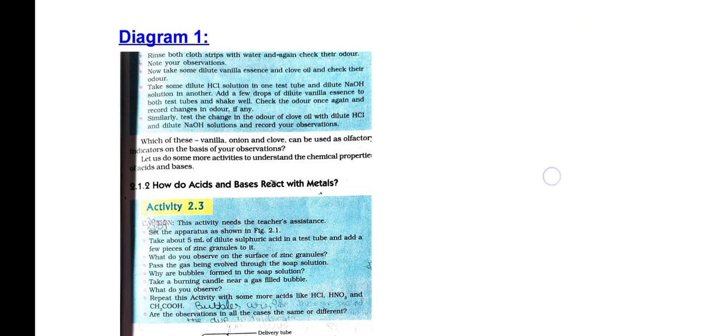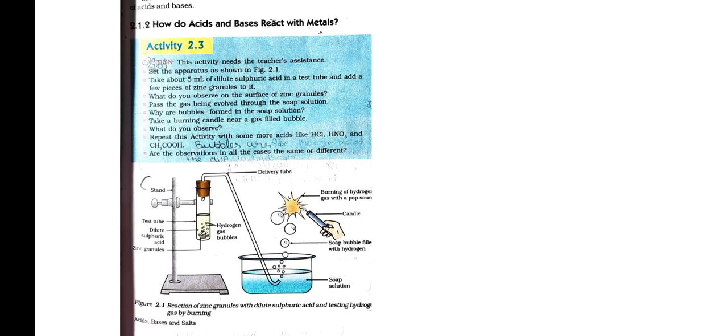Now let us consider the first diagram, which is the reaction between the acid and the zinc metal. When dilute acids are added to the zinc metal, there will be a displacement reaction. Hydrogen gas which is released is taken out through the delivery tube and it is passed into the soap solution and forms the hydrogen gas bubbles. This much is well known to everybody, and this hydrogen gas is tested by using a burning candle. It's very clear in the diagram. You may be asked to draw the diagram and there may be some questions related to the diagram.